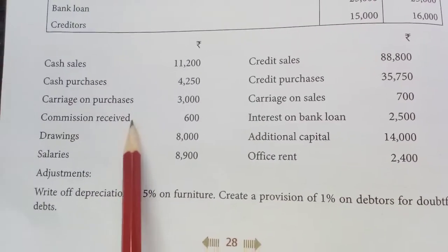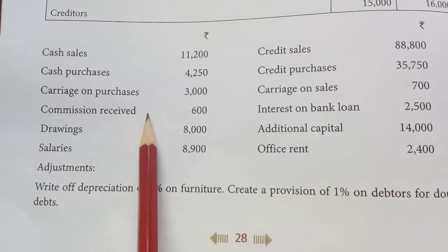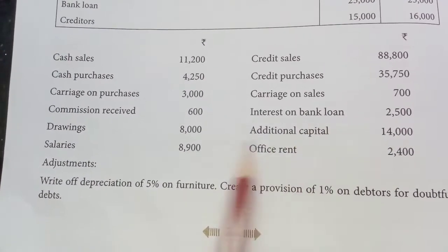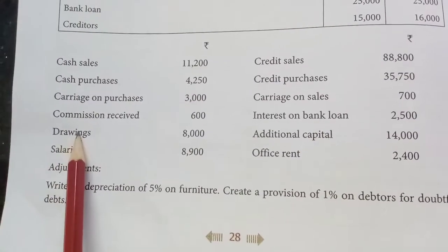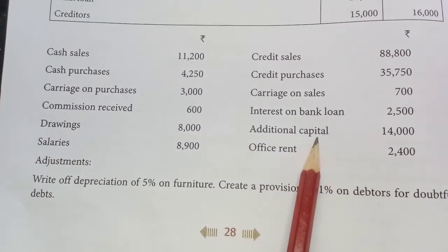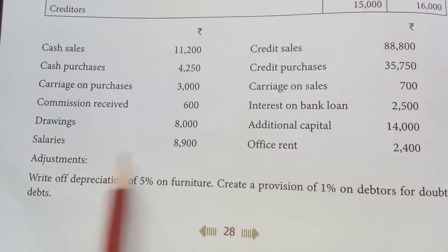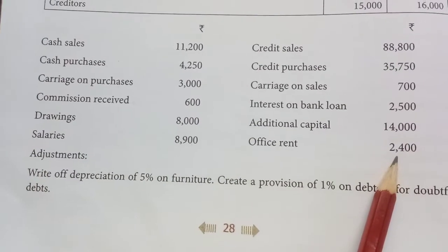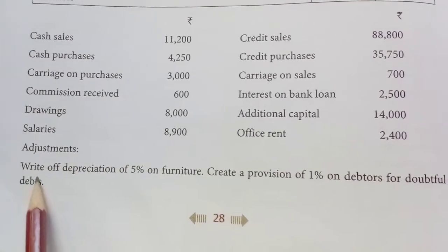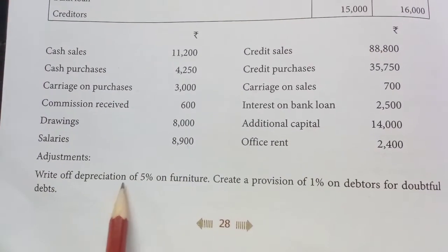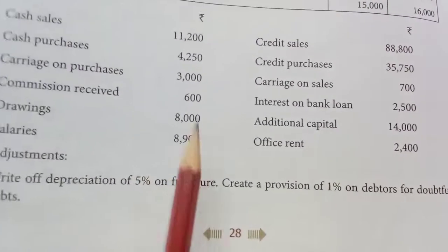Commission received, this one is profit and loss account income. Then interest on bank loan, this one is an expense. Then drawings, in the balance sheet we need to adjust. Then additional capital we have to add in the balance sheet. Then salaries, indirect expense, office rent also indirect expense. Adjustment: write off depreciation, then create a provision as we did in the 19th problem. Let me do and show.